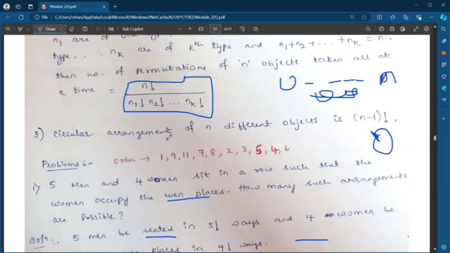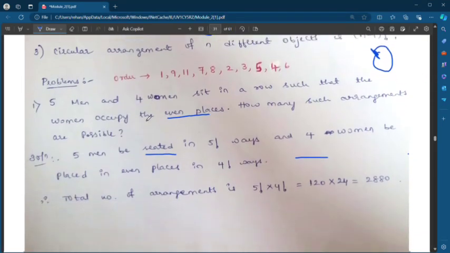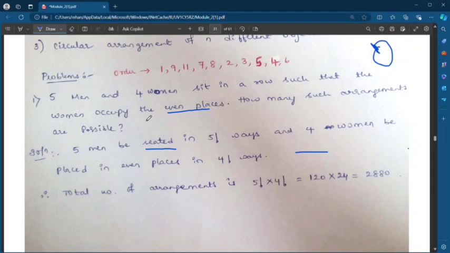So in the previous lecture, it got paused at this point, right? In the permutation topic.